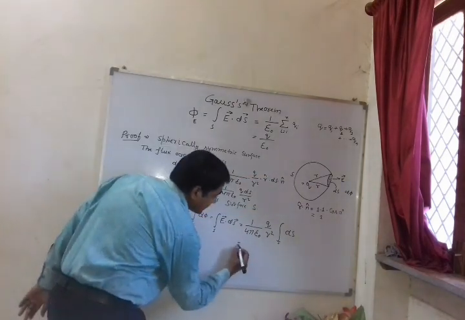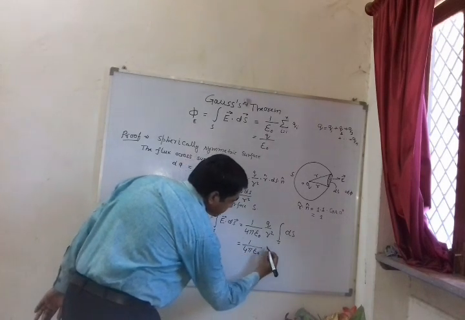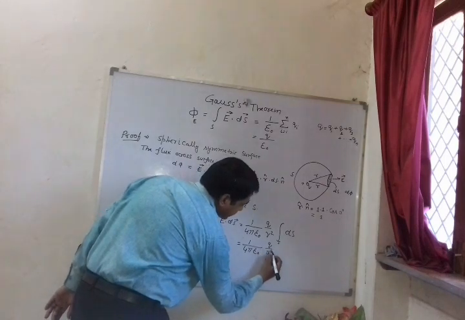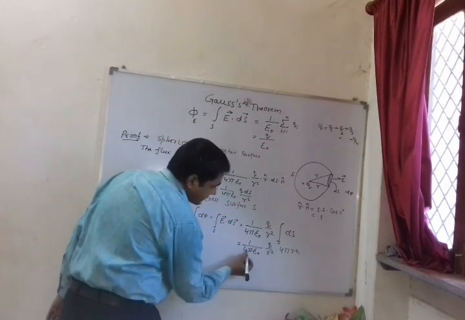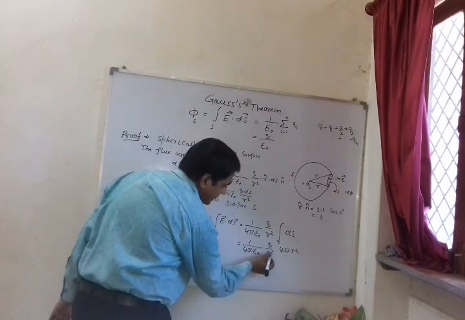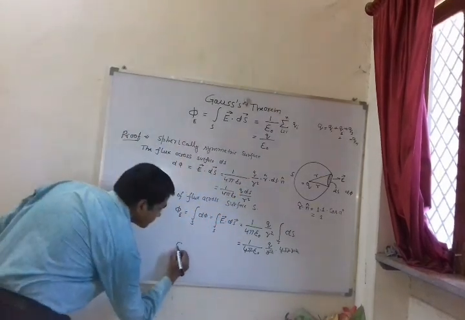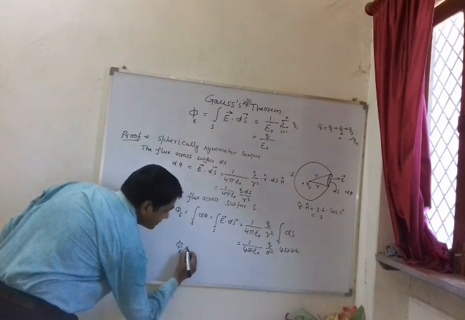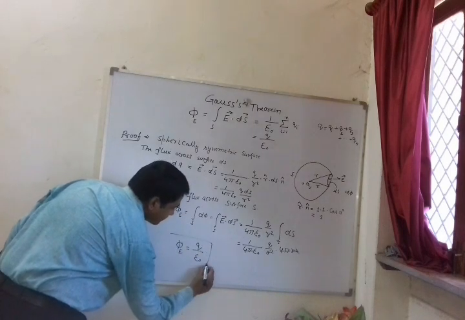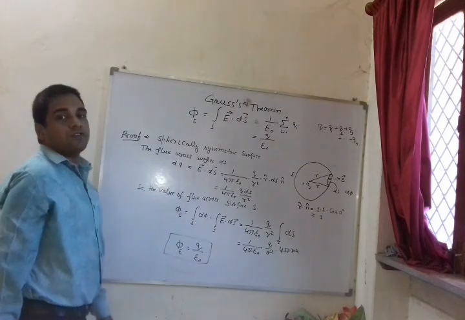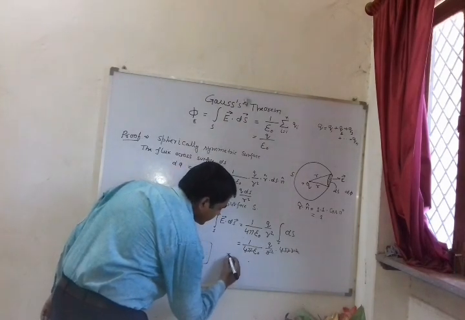So the total will be 1 upon 4 pi epsilon naught q upon r square into 4 pi r square. Here 4 pi cancels with 4 pi, r square cancels with r square. Only the remaining term will be phi e equal to q upon epsilon naught, that we had to prove. So this is the proof of Gauss theorem.